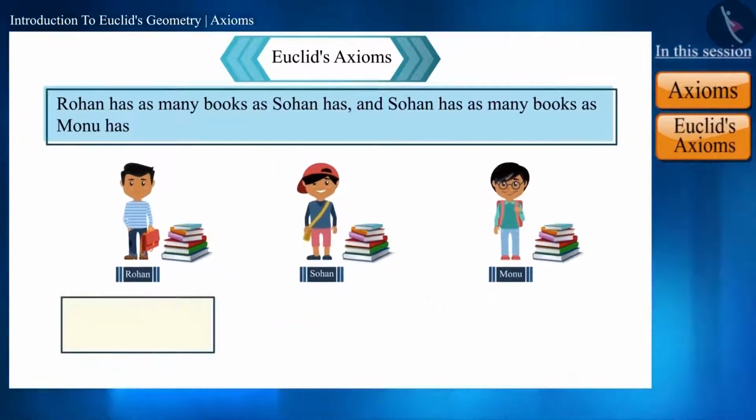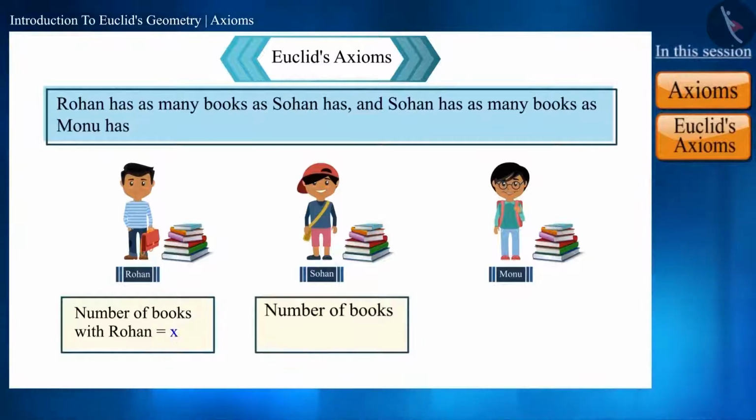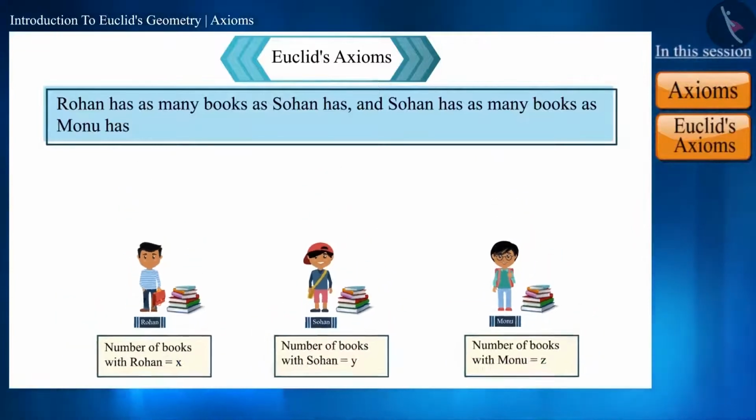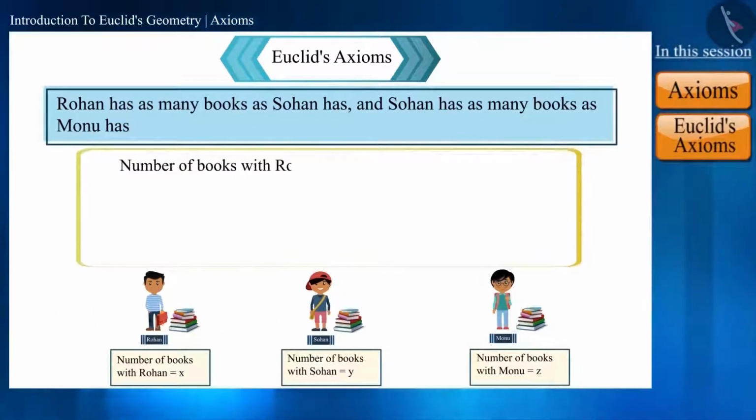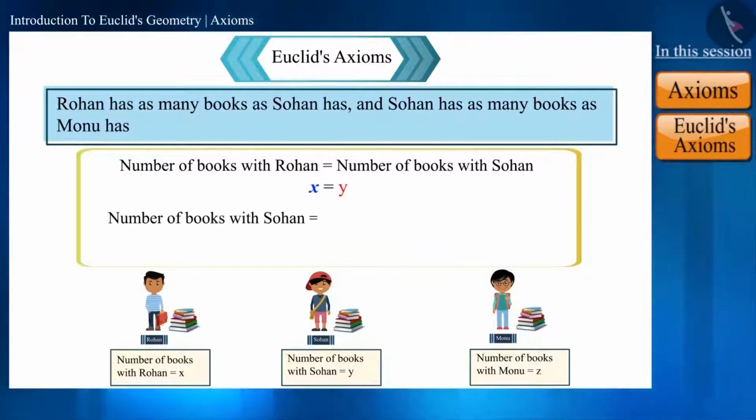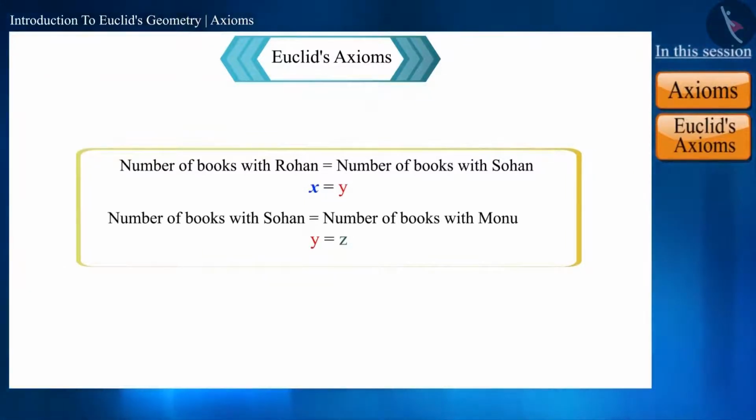Let's see. Suppose Rohan has X number of books, Sohan has Y number of books and Monu has Z number of books. According to the statement, Rohan has the same number of books as Sohan. That is, we can say that X is equal to Y. And given that Sohan has the same number of books as Monu, that is, Y is equal to Z. Note here that X is equal to Y and Z is also equal to Y.